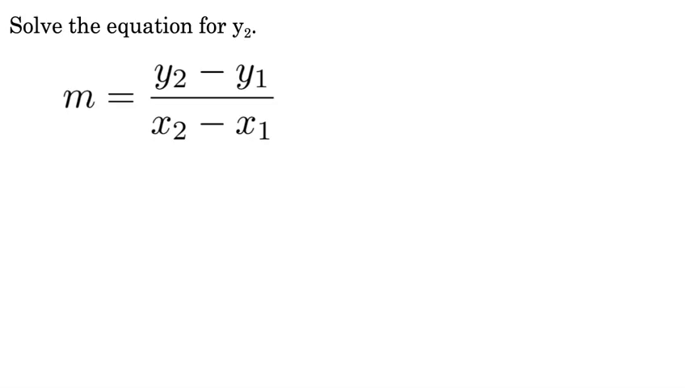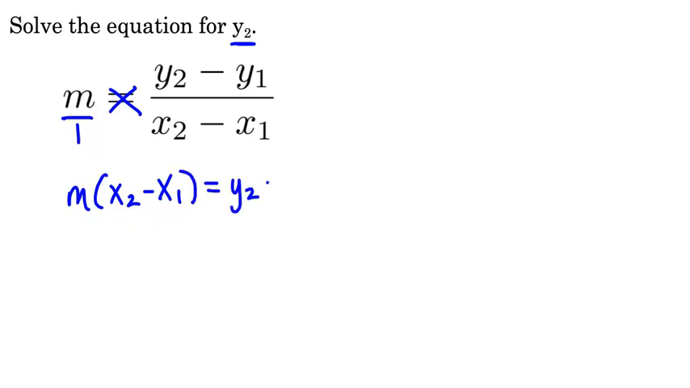So to solve for y2 here, I'm going to make this m over 1 and think about cross multiplying for our first step. So then we have m times x sub 2 minus x sub 1 equals y sub 2 minus y sub 1. We can distribute the m on the left side. So m times x sub 2 minus m times x sub 1 equals y sub 2 minus y sub 1.